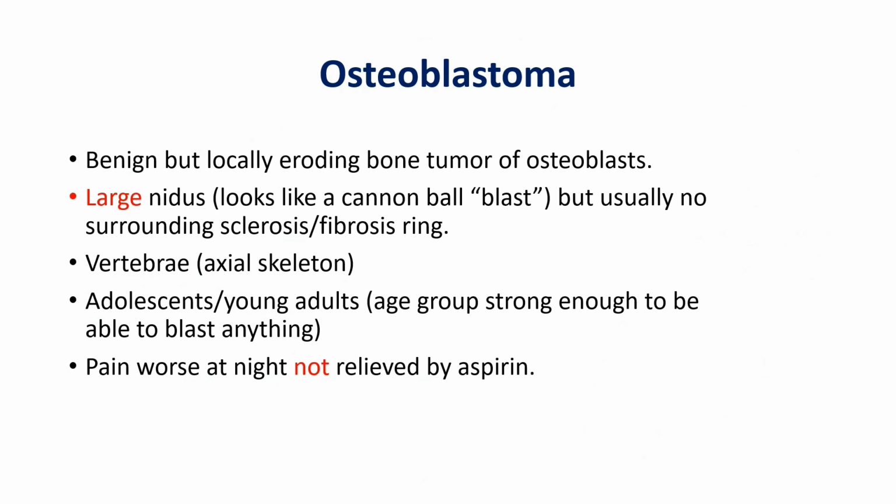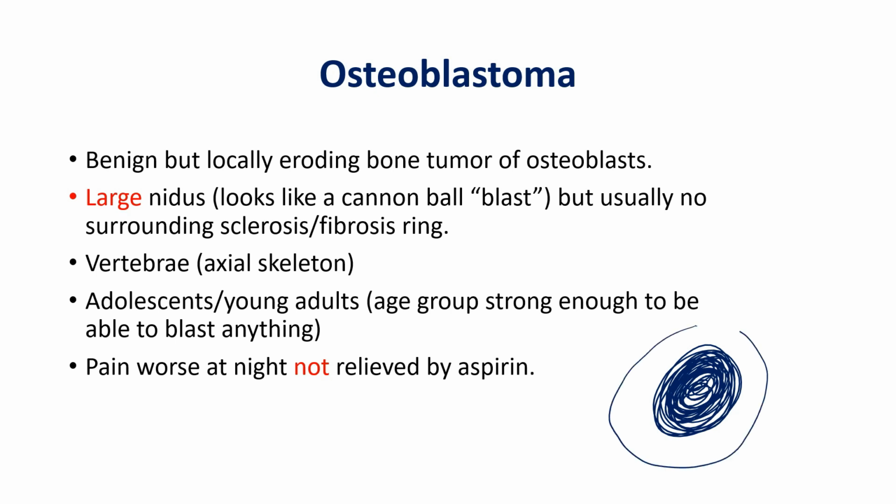In osteoblastomas, you have a large nidus, right, that I talked about. How do you remember it's large? Because think of blastoma, like a cannon blast. So you have this large nidus, but it has no ring around it. So this is not present. And that sclerotic ring just happens to have a lot of prostaglandin in it, if it would be present. The next one you're going to see will have this prostaglandin ring.